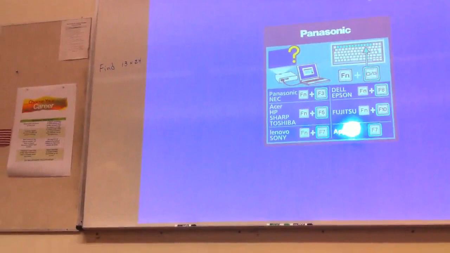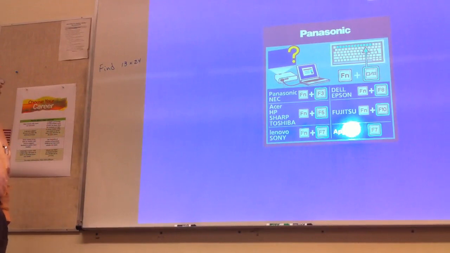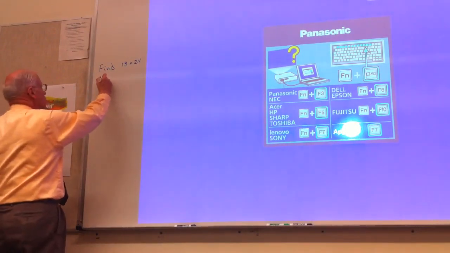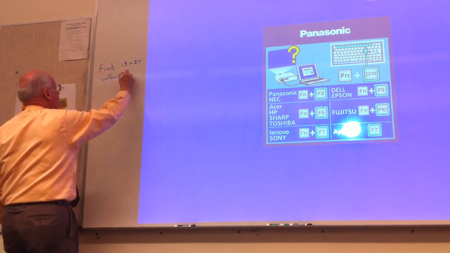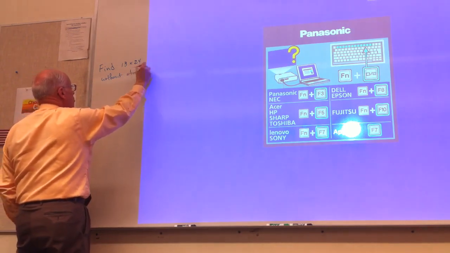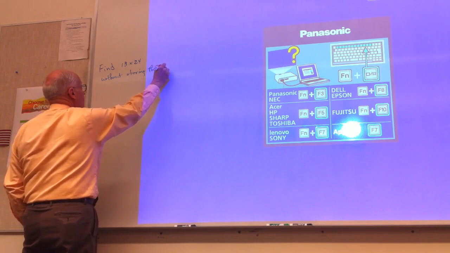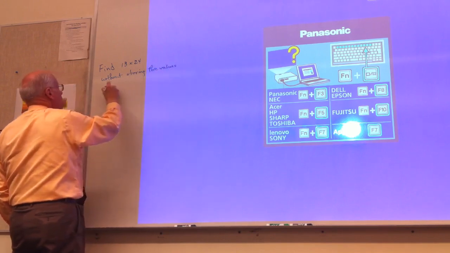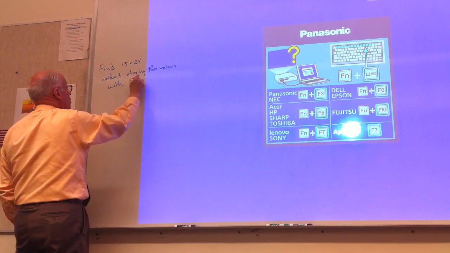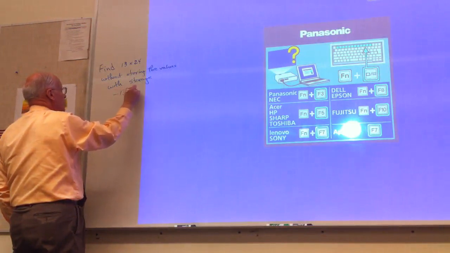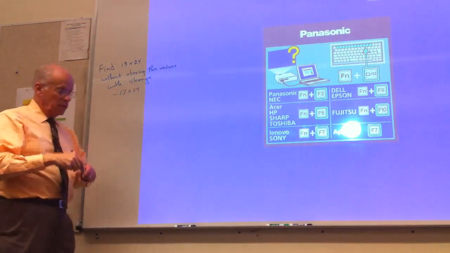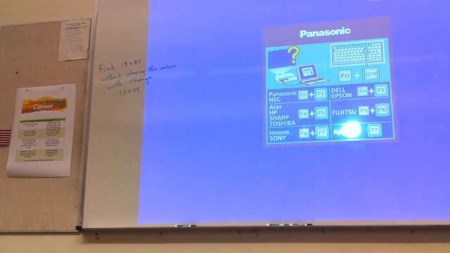I want to find the product, 13 times 24. Now, I'm going to actually go through several modifications of this so you can see how we work with it. First of all, without storing the values, and then with storage, and then I'm actually going to change it to where it's minus 13 times 24, and then we'll see what kind of time we may have at that point.